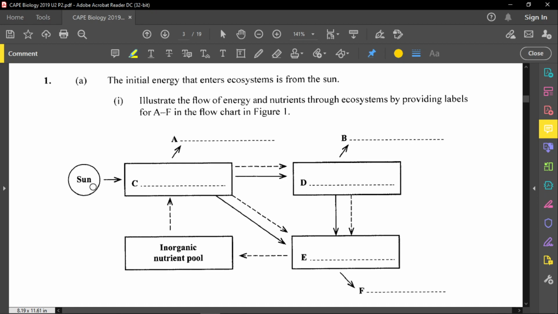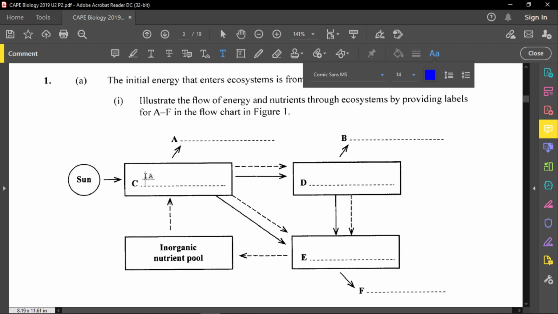And so in the first instance, they said energy is coming from the sun and it enters into the set of organisms which are labeled C. And so we should know that producers such as plants will absorb the energy from the sun. And so we're going to put here producers, and point out that producers are autotrophs because they will convert solar energy into chemical energy. But there will be some energy wasted in terms of heat energy.